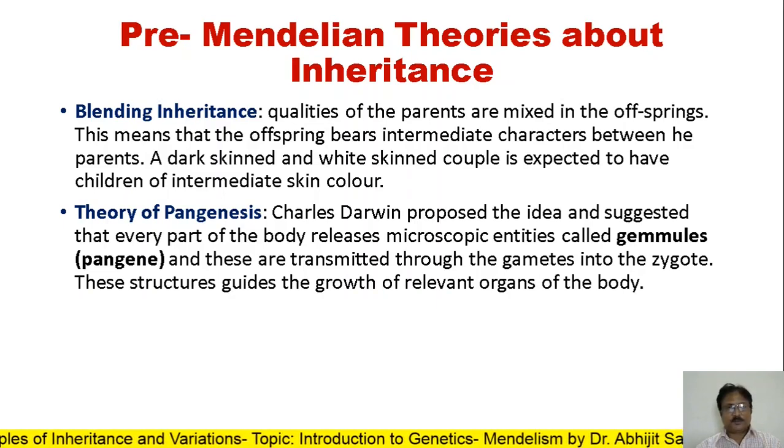Next comes the theory of pangenesis. This is a theory proposed by Charles Darwin. He suggested that every part of the body releases some microscopic entities, called gemmules or pangenes. These gemmules or pangenes are transmitted through the gametes into the zygote. It is these gemmules or pangenes which guide the growth of the relevant organs in the body.